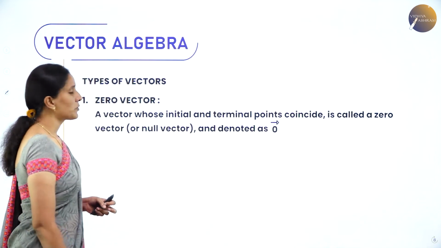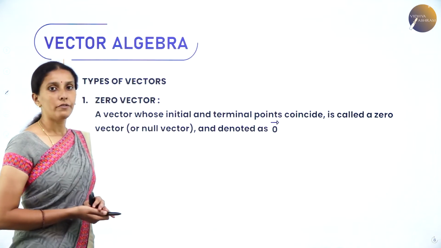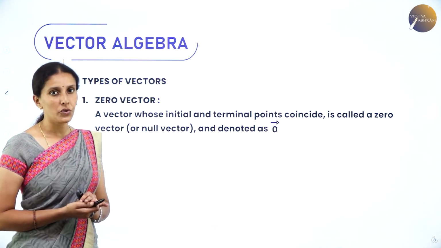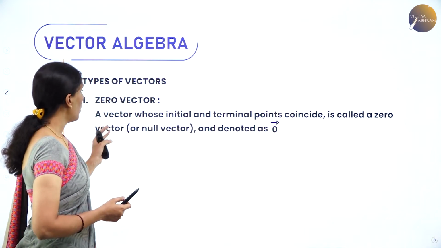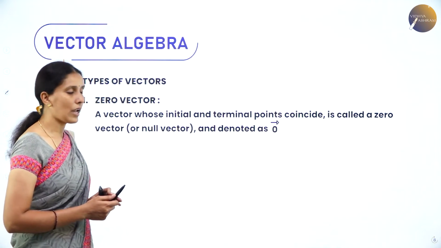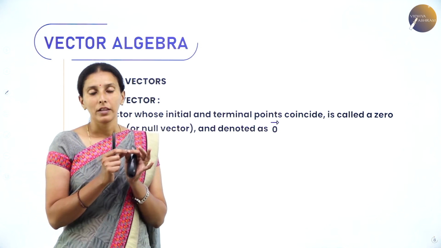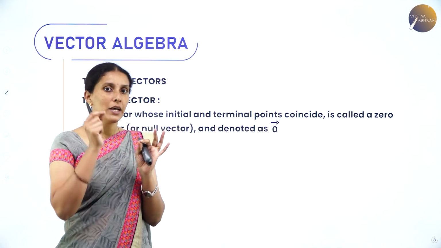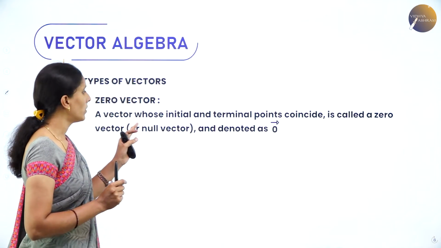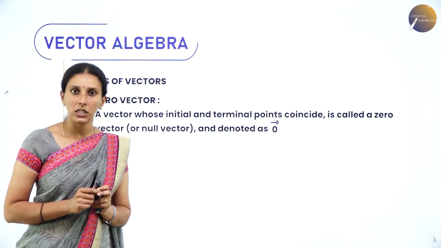Next, types of vectors. So what are the types of vectors here? Zero vector. We know that a vector is a quantity which has both magnitude and direction. Magnitude represents the length of the vector. A vector whose initial and terminal point coincide is called a zero vector or null vector, and it is denoted by vector 0. That means its length is 0, or both initial and terminal points coincide with each other. Therefore it is called a zero vector or null vector, and it is denoted using the symbol vector 0.